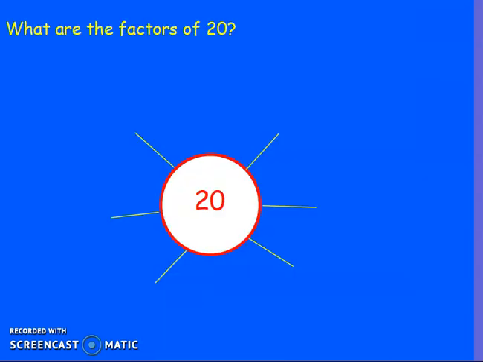Let's think about another number. What are the factors of 20? What 2 numbers can you times together to equal 20? Can you think of different ways of making 20 using multiplication? Pause the video, write them in your book using this spider diagram and press play when you're ready to mark your answers.